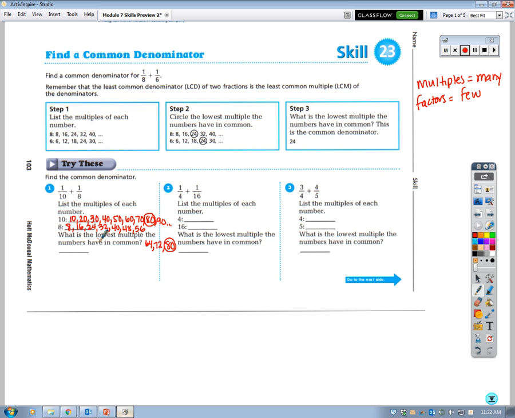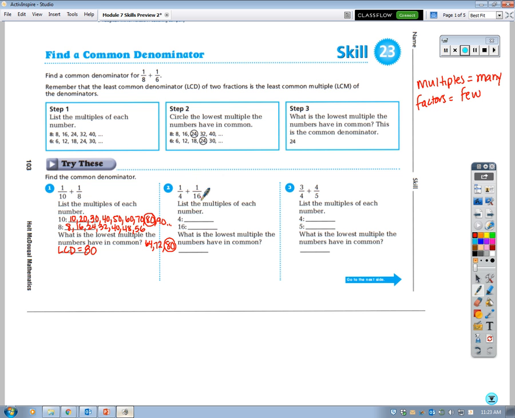So the least common multiple, oops, sorry, that's the denominator. The least common multiple, which is the least common denominator, is 80. So if you were to rewrite those fractions, your new denominator would be 80. And we don't even have to solve, we're just finding the common denominator right now.